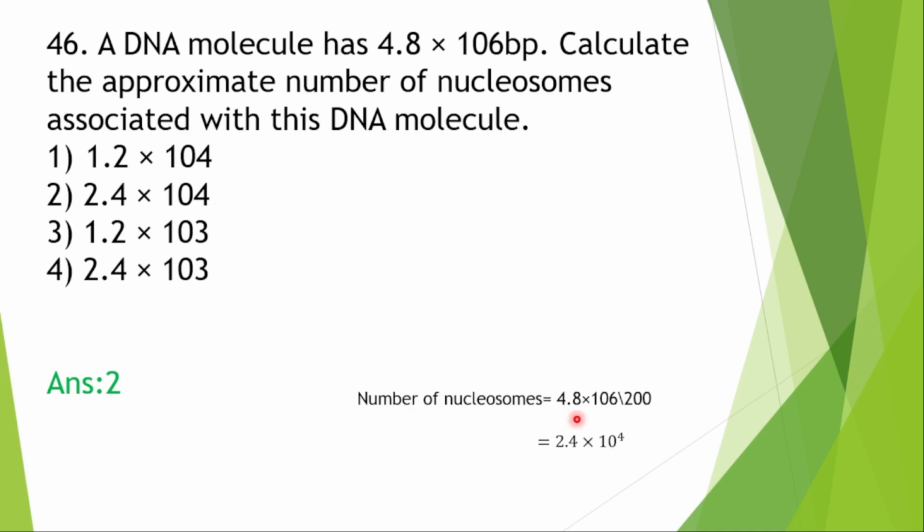If you want to calculate the number of nucleosomes, you must take 4.8 × 10^6, that is the number of base pairs, divided by 200. You will get 2.4 × 10^4.